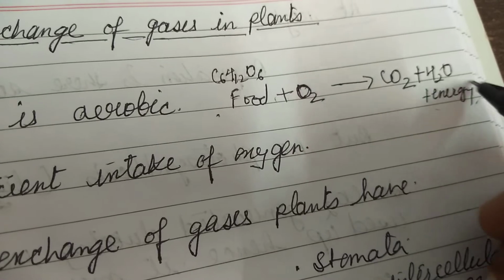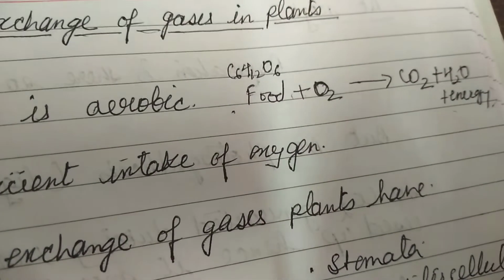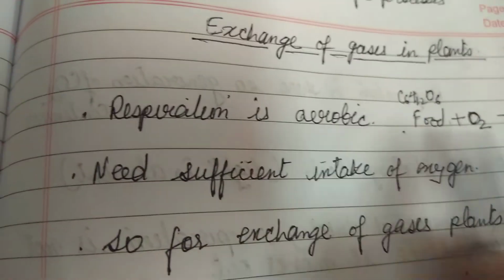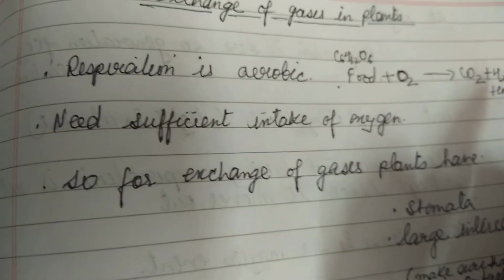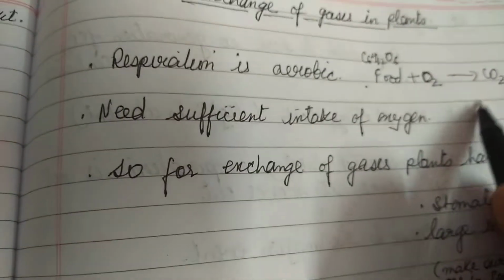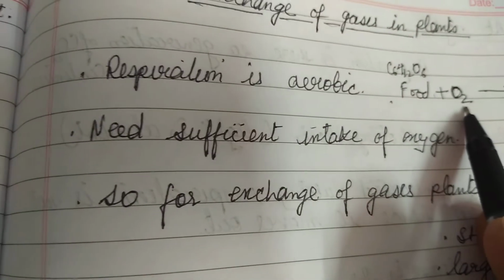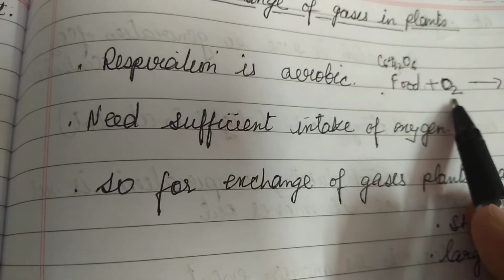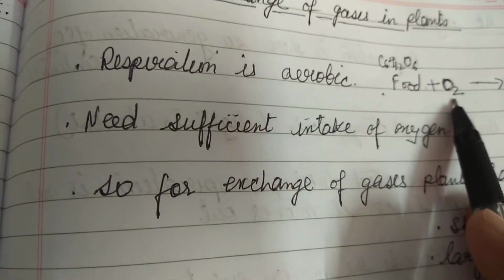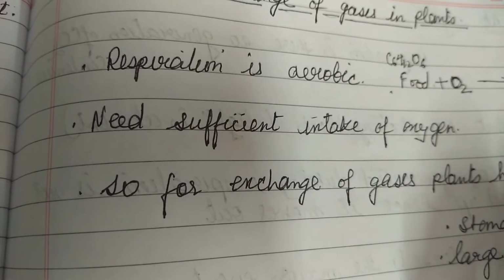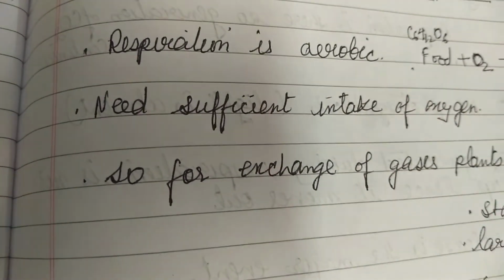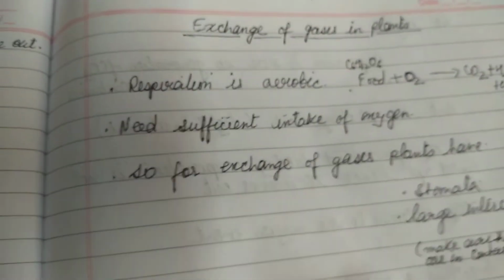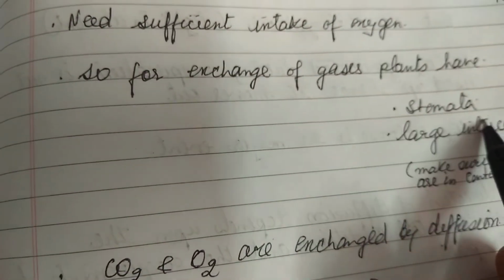And this energy is stored in the form of ATP, that we have done in previous videos also. So in plants the respiration is aerobic. The food is burned in the presence of oxygen and releases carbon dioxide, water and energy. Clear? So for this we need sufficient intake of oxygen. For burning of food we need sufficient oxygen. The plant has to make sure that there is plenty of oxygen present in each and every cell. So how do they do this? They do this by stomata.